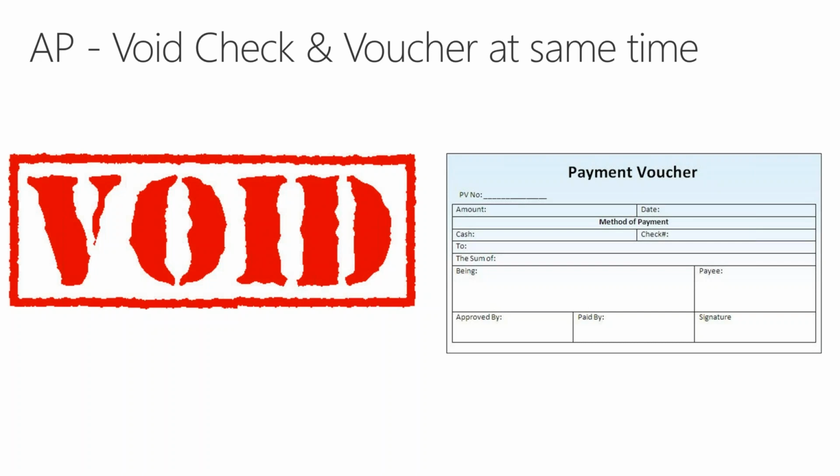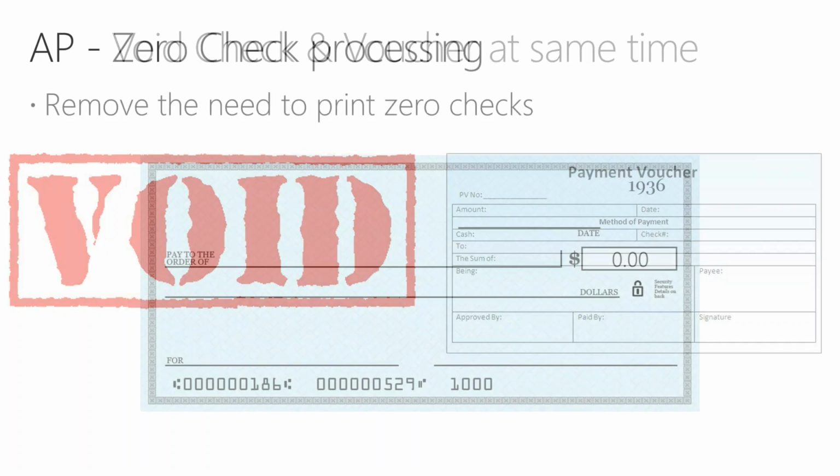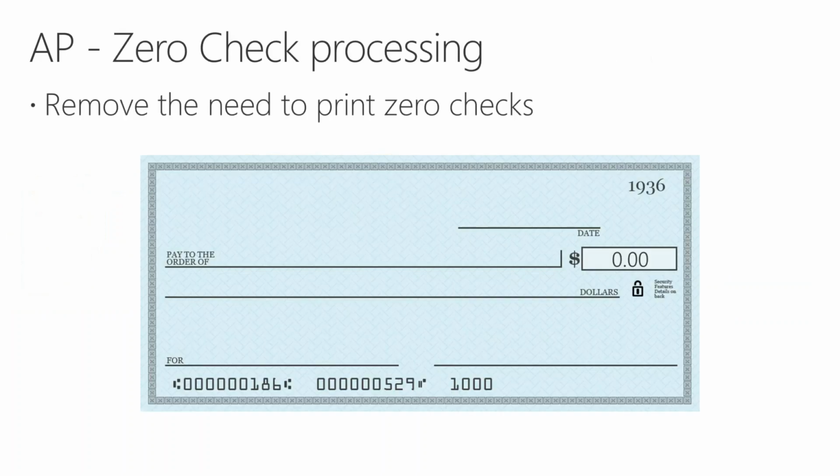Right now, to void a check and voucher, you have basically a 4 or 5 step process that you need to take. We're looking into making a process where it is a 1-step process that still does those 5 processes, but it doesn't require Jeff to have to remember to do all 5 of them. Same, we're looking into removing the need to print out a zero check, so that it would automatically apply things without actually having to print out the check.